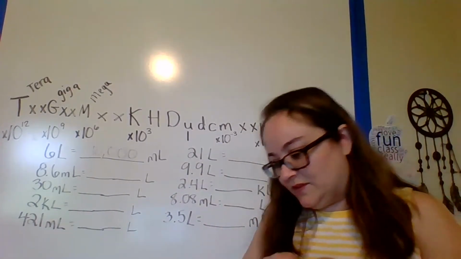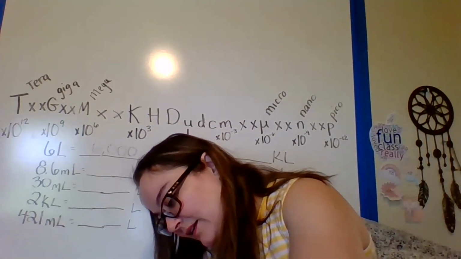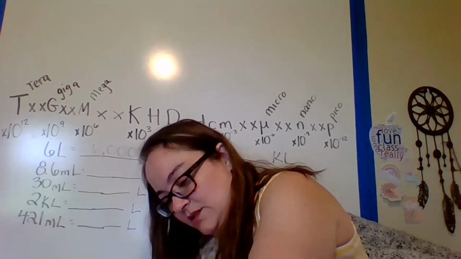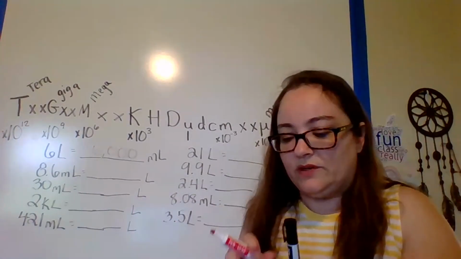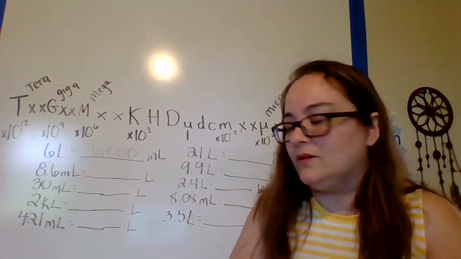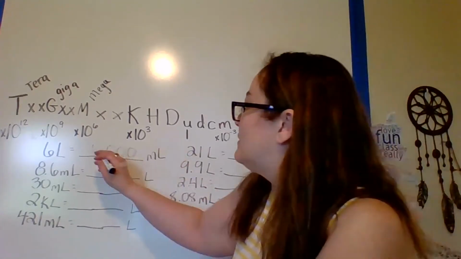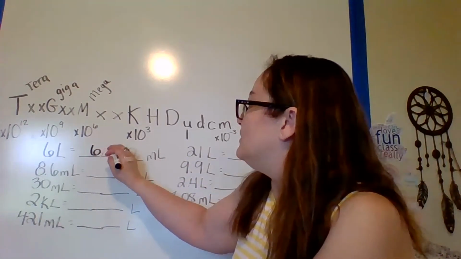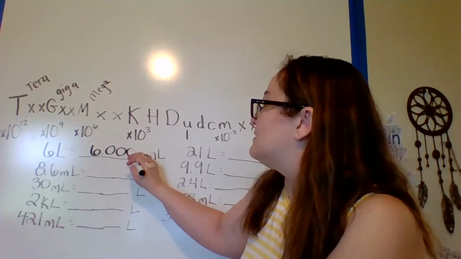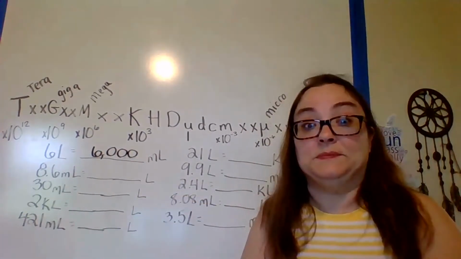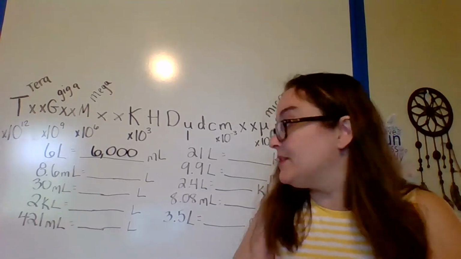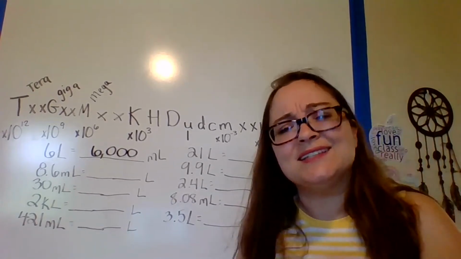Hopefully this one will be visible because it seems like black is the only color that wants to show up. Ha, do it in the black one. Ooh, look at that. 6,000 milliliters. Okay, it's the little things. It's the little things.